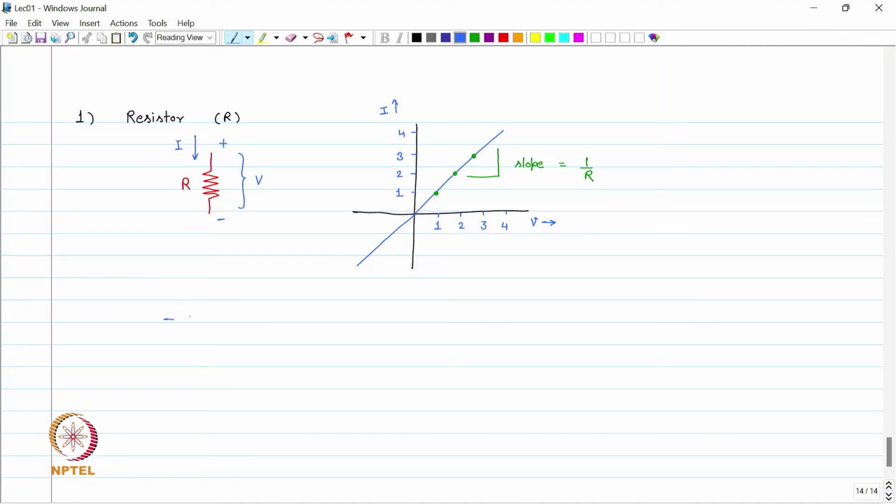We need to note that all wires and circuit connections have resistance, though we most often approximate them to 0.